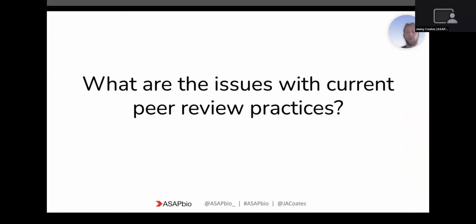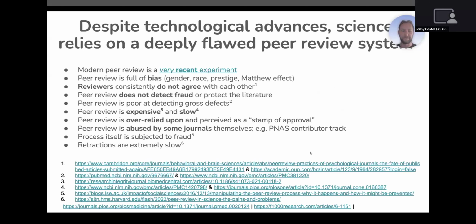So let's start with what the issues with current peer review practices are. I've only got a couple of slides on this to show you, and we've got another little game where I'm going to force you to interact with me. But what I've been doing is putting together different slide decks for various things. And one of those has been a slide deck about the issues with the current system. There are so many issues with peer review that I decided to just put them all in one slide. But really, we could break these down. Each one of these could be its own slide with a huge amount of data behind it.